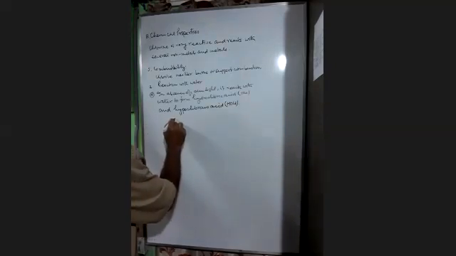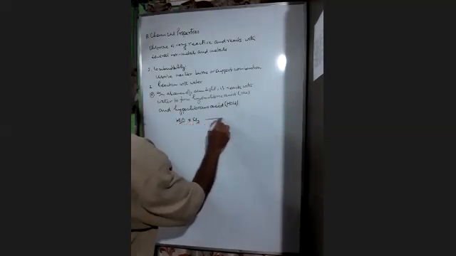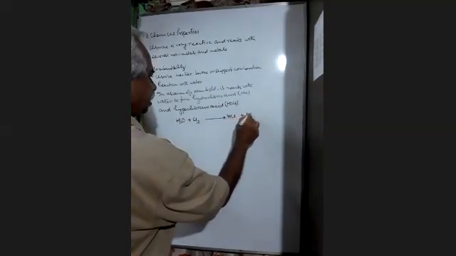Hypochlorous acid. And hypochlorous acid. Okay. So H2O plus Cl2, it will give you HCl and HOCl.